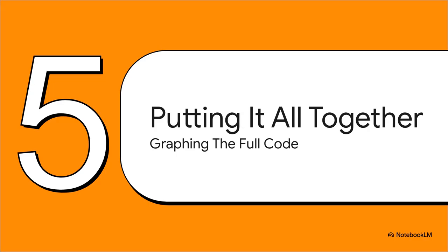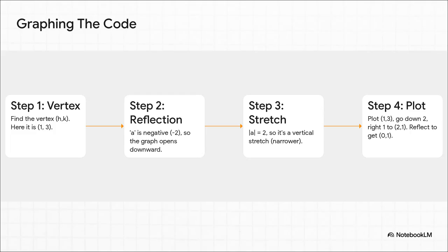All right, deep breath. It is time. We have decoded A, H, and K. Now let's put our new superpowers to the test and graph a function from scratch just by reading the code. No boring table of values needed. Let's break down g(x) = -2|x - 1| + 3. Looks like a monster, but it's not.